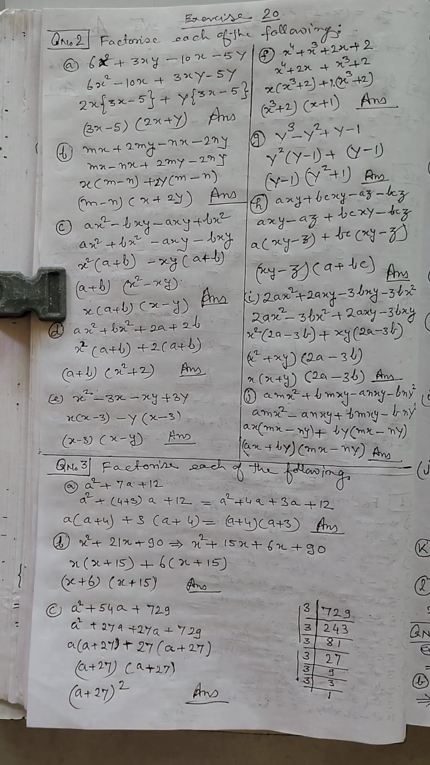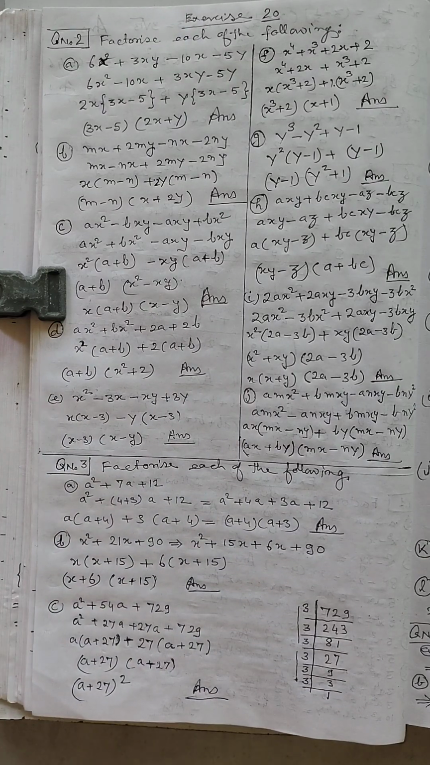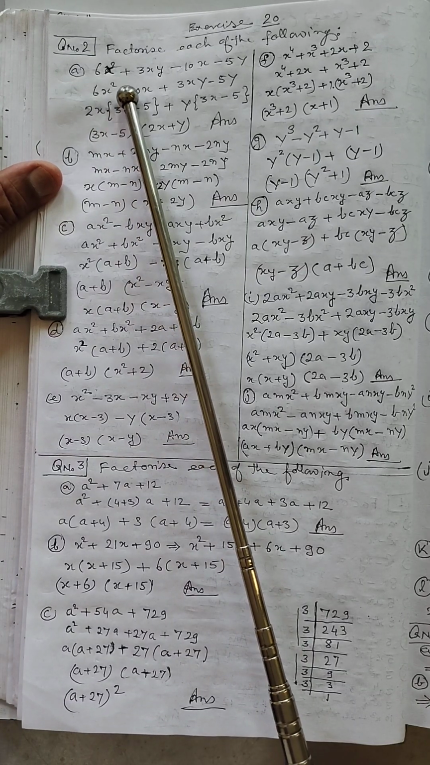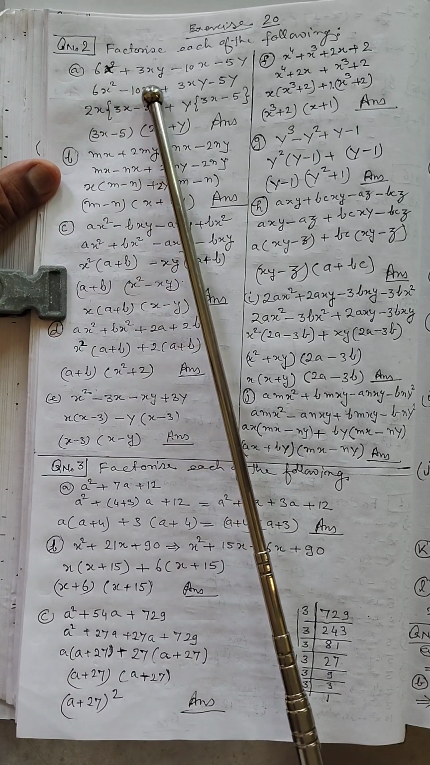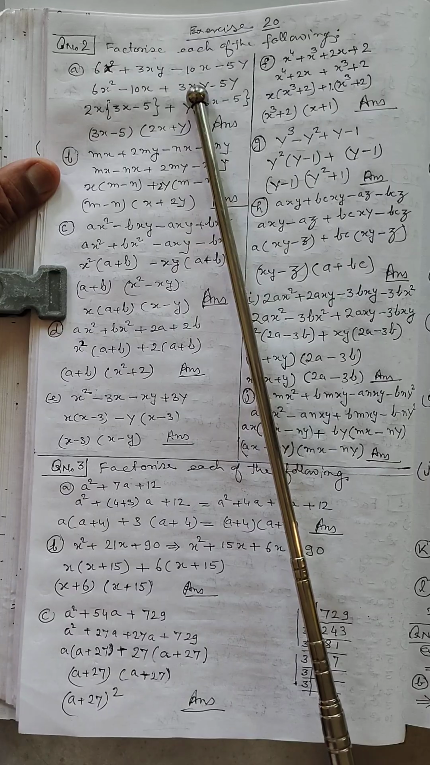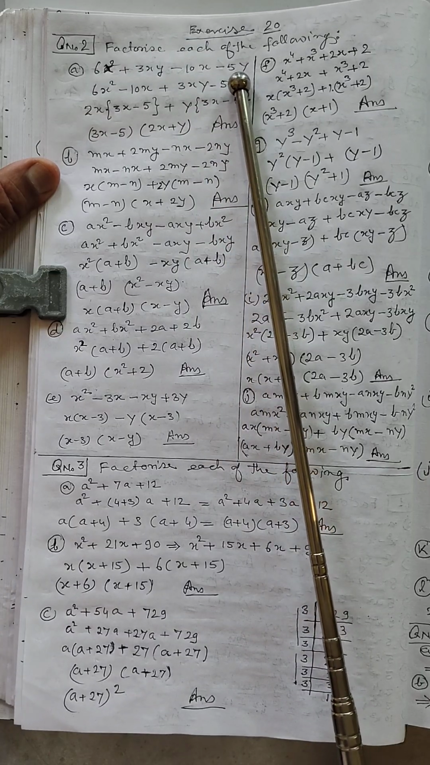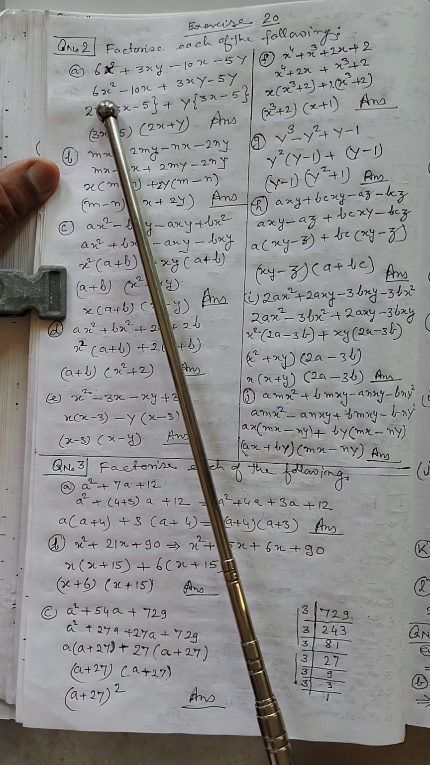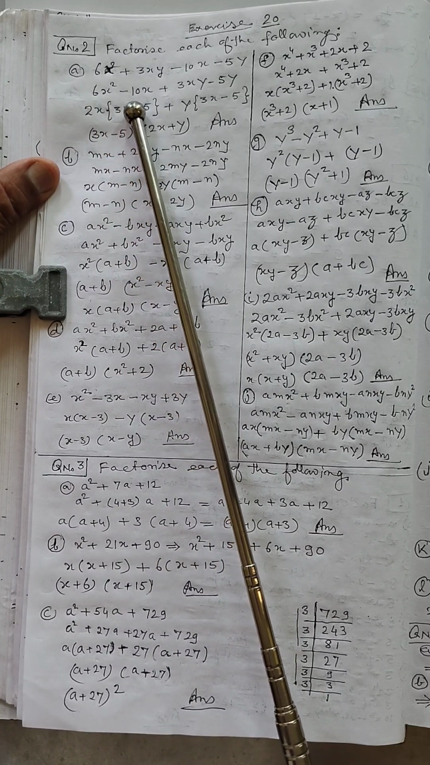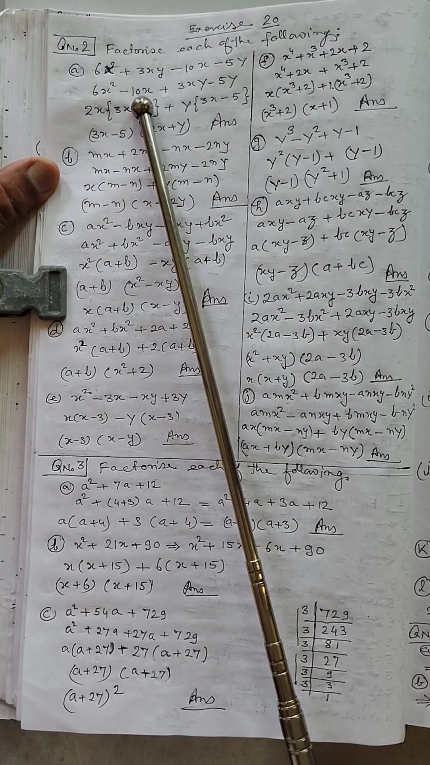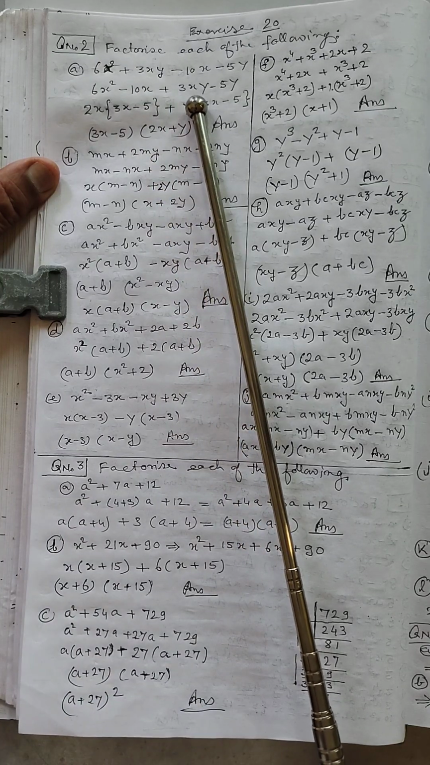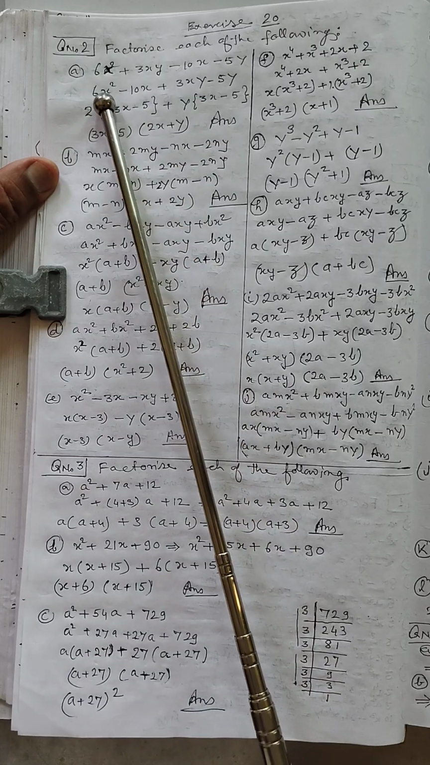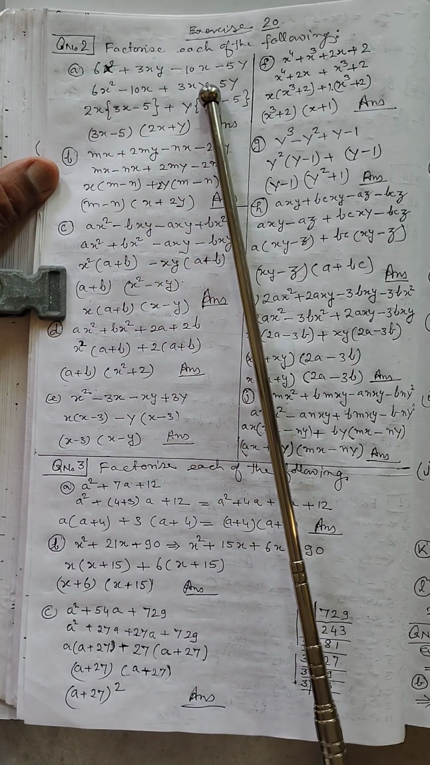Now come to question number 2. Factorize each of the following. A part, see, 6x square plus 3xy minus 10x minus 5y. So first of all we will arrange. You see, 6x square I have written, then minus 10x here, and 3xy minus 5y, means just we have done grouping.